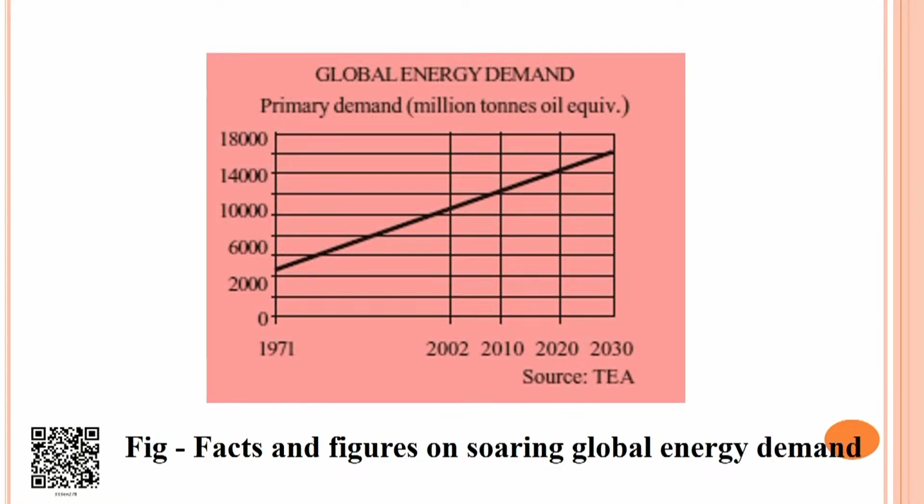So, the approximate energy levels: in 1971 it is 4,000, in 2002 it is 10,000, in 1990 we see 8,000, in 2020 we see 14,000 million, and in 2030 it rises to 17,000 plus.